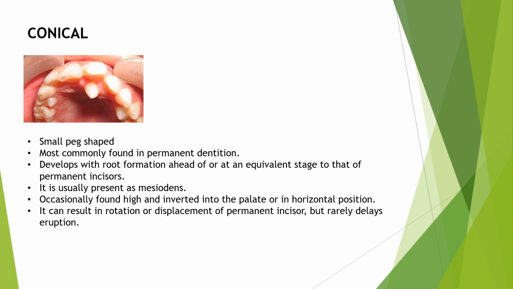Conical supernumerary teeth are small and peg-shaped. They are mostly found in permanent dentition and develop at an equivalent stage or ahead of the permanent incisors. They are usually present as mesiodens. Mesiodens occurs between the two central incisors. Occasionally it is found high and inverted into the palate or in a horizontal position. It results in rotation or displacement of the permanent incisors, but rarely delays eruption.